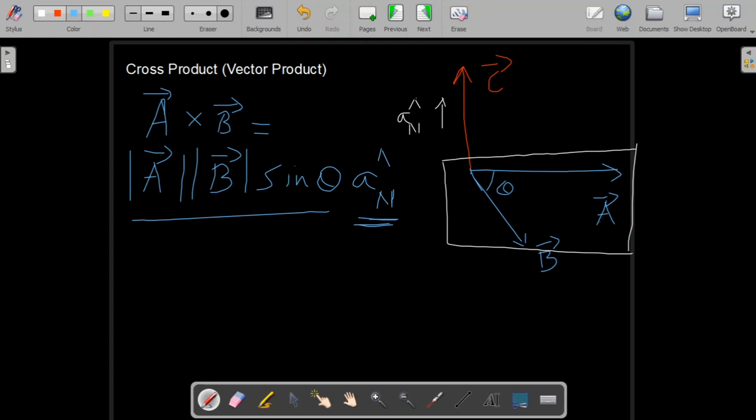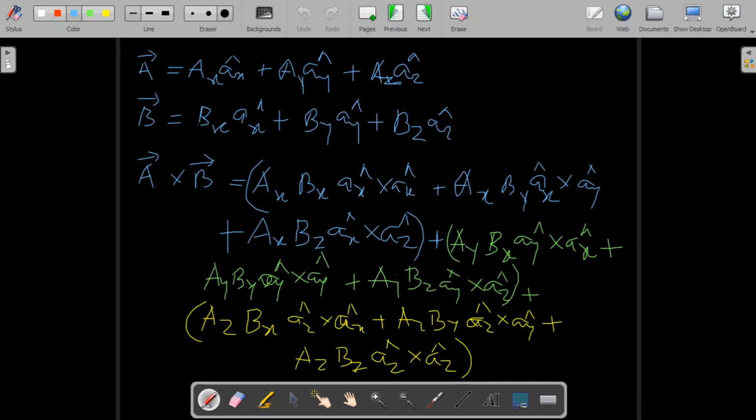Now, similar to the previous exercise of the dot product, we have to take the general expression for vector A and vector B, then cross product them to get the expression. So this is my A vector, this is my B vector. So I have to find A cross B. I have to cross the first term with the second term. I have already written the equation here.